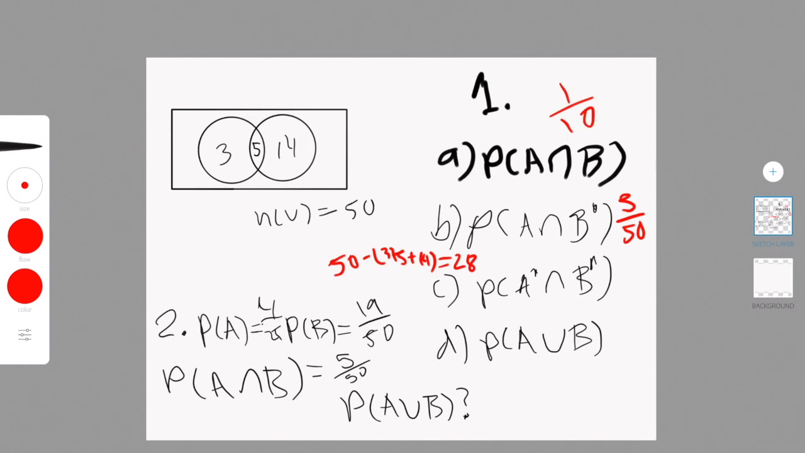Now, the union would be the people who do bio, the people who do both, and the people who do chemistry. As you figured out in the previous question, that is 22. So that would be 22 over 50, which is simplified to 11 over 25.